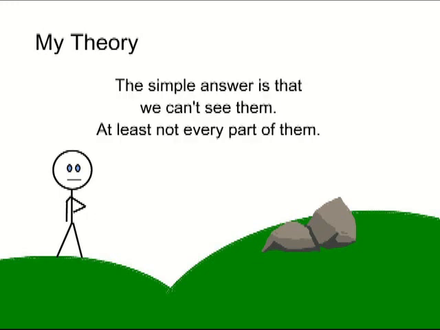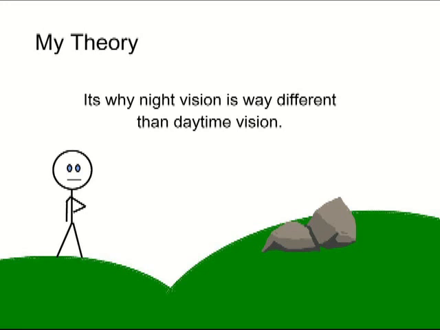The simple answer is that we can't see the reflected moonlight waves being reflected from the rock, at least not all of them. But we do get a few of them, those that are angled toward us. And this is why night vision is a lot different than day vision.